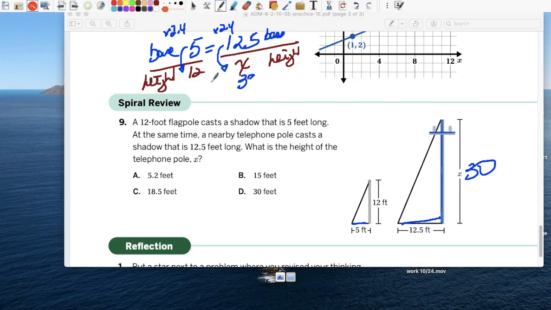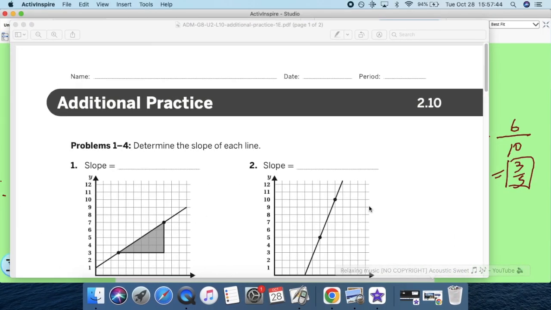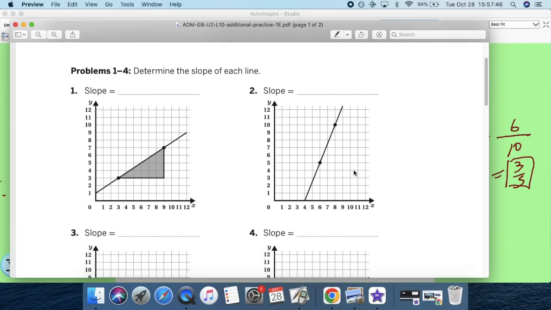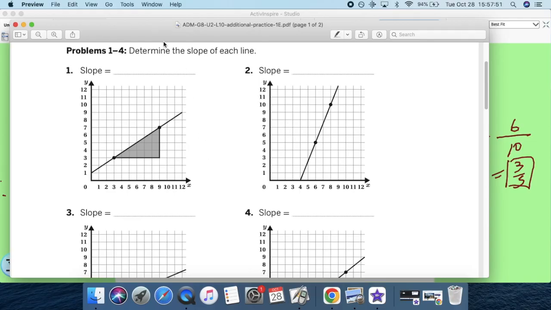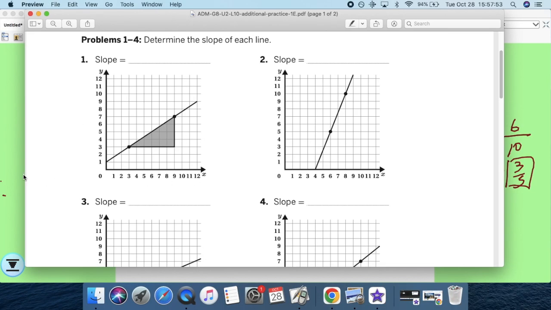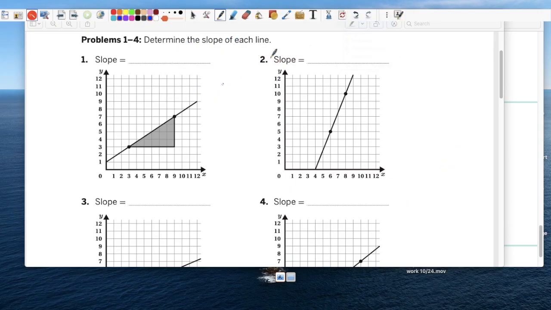Okay? I'm pretty sure there's a little bit more to do. Find the slope. This is the additional, not that many. Find the slope. What's the height? 1, 2, 3, 4. That's the height. What's the base? 1, 2, 3, 4, 5, 6. So the slope, 4 over 6, but simplify, 2/3.